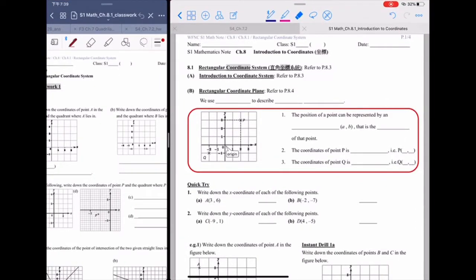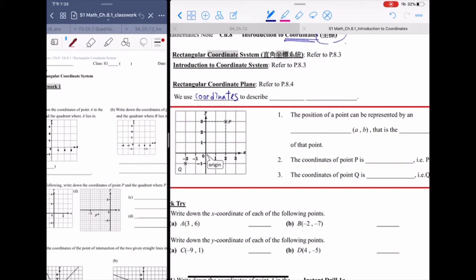Today I'm going to talk about a new chapter, which is chapter 8. It's called coordinates. We're going to use coordinates to describe some positions. Alright, so this is the purpose for us to talk about coordinates here.